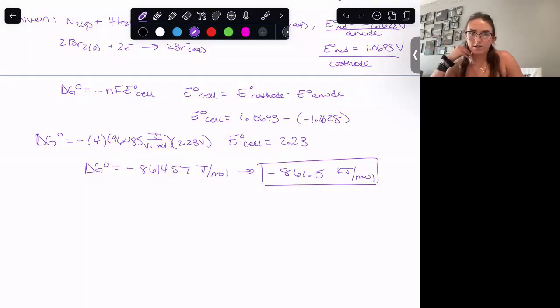Galvanic and voltaic are the same. They will have the same setup, so they should both have a spontaneous reaction. They should both be positive.